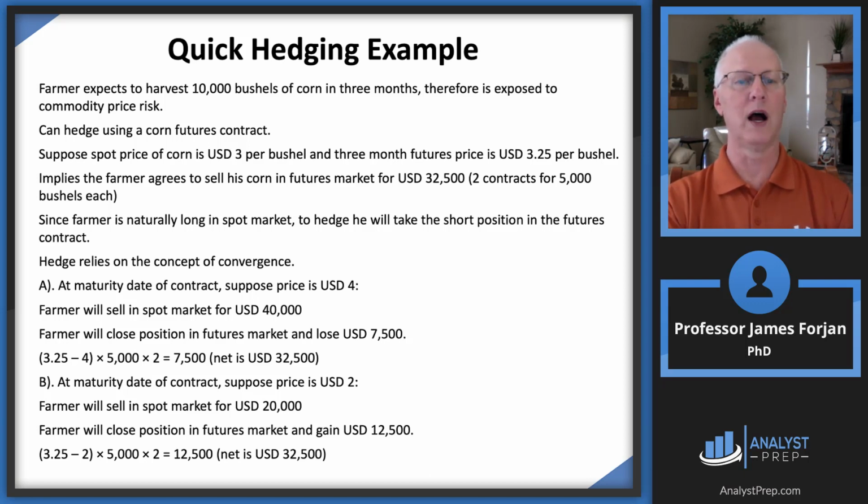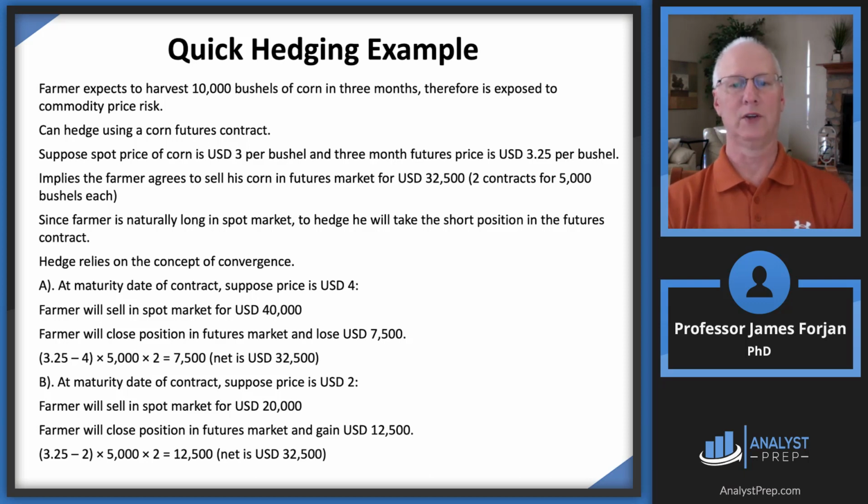Look at the math quickly there. There's the $3.25, subtract out the current price of 4, multiply by the standard amount, 5,000 times the 2 contracts. That gives us $7,500. So if you net the 7,500 and the 40,000, you get total proceeds from the sale of $32,500, which is exactly what we suggested up at the top of the slide.